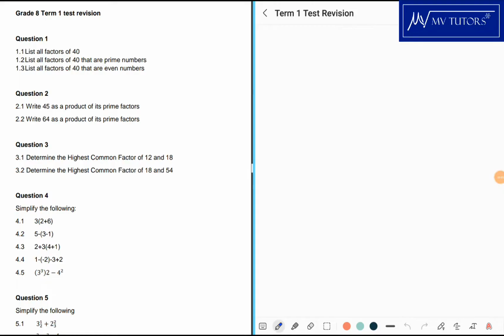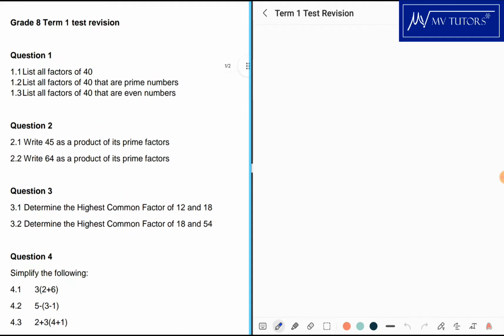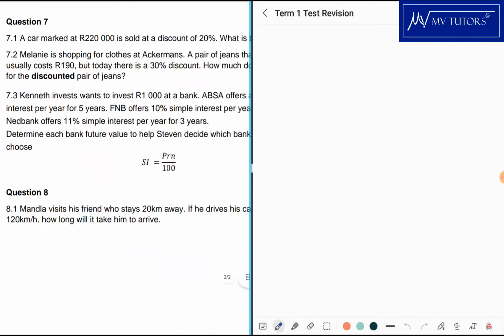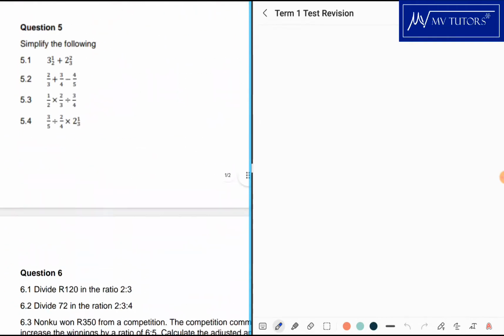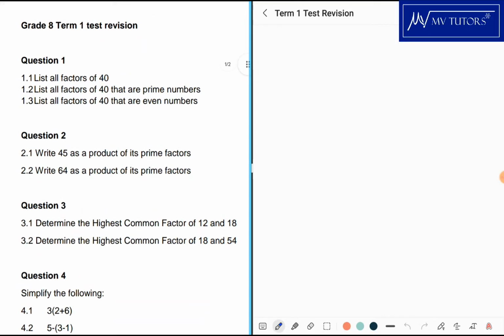So, you are about to write your first term test, and let's take this opportunity to do a revision, all right? And yeah, we're going to do question 1 up until question 8, and that should be a good prep for your test, and you can do very, very well.